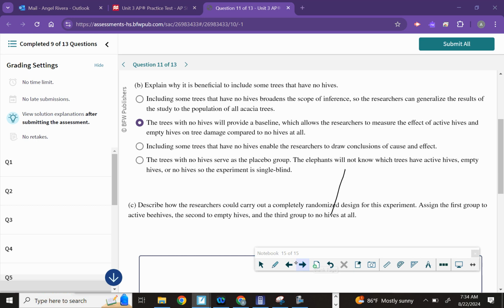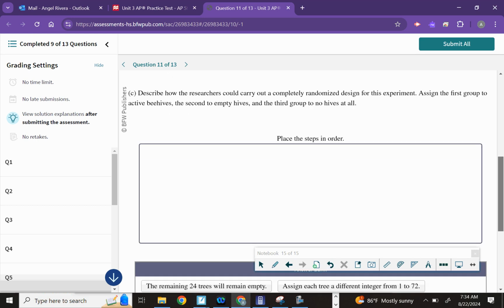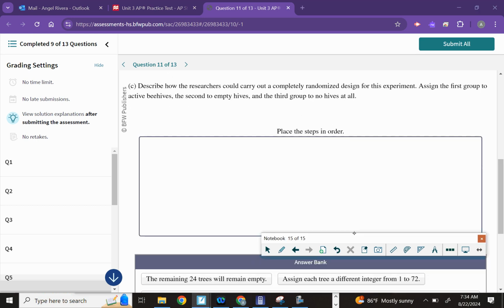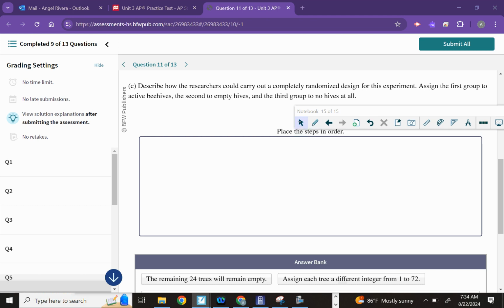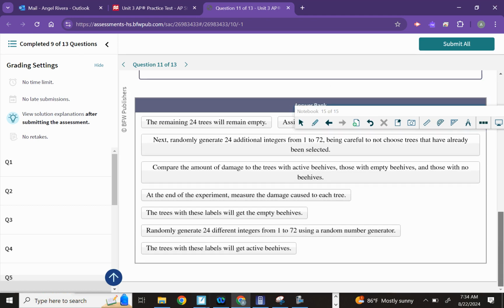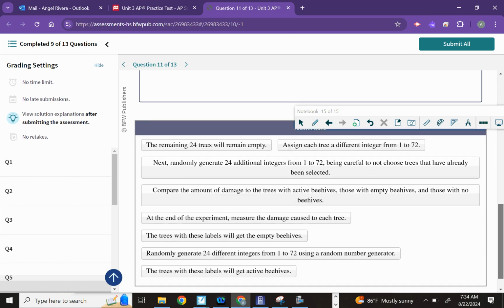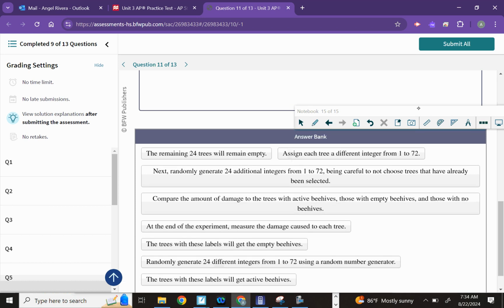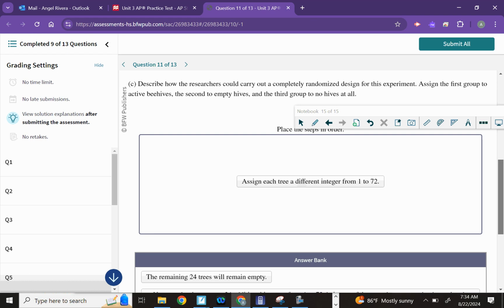Okay, and then describe how the researchers could carry out the random assignment. So they would label the trees. Sorry, randomly, I'm missing something. Oh, there it is. Assign each tree an integer 1 to 72.